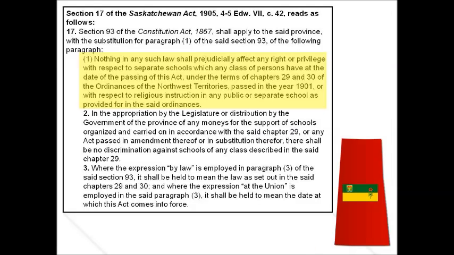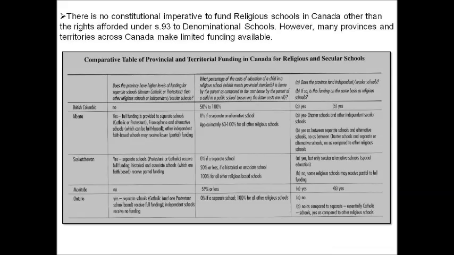Okay, and same thing in Saskatchewan. I'm not going to go through this, but you can see this is basically verbatim the exact same thing that's written in the Alberta Act, because Alberta and Saskatchewan were made at the exact same time. These sections are carbon copies of one another. And finally, there is no constitutional imperative to fund religious schools in Canada other than the rights afforded under Section 93 to denominational schools. However, many provinces and territories across Canada make limited funding available.